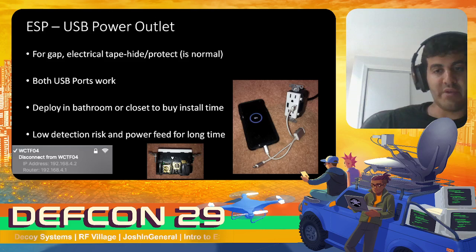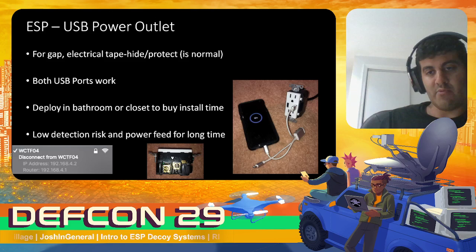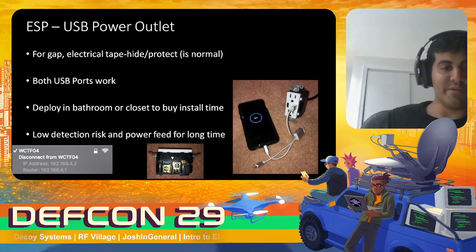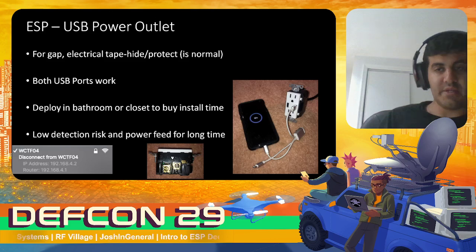The other cool thing about this is because we soldered it to the USB ports and didn't remove them, both of them still work. So you can see here it's charging my phone while it's also charging the Arduino, and it's connected to this WCTF04. The great thing about this is it's low risk of detection because it's going to be in the wall. People don't change these outlets, especially nice outlets like these, very often. And as long as the house or conference center is charging power to these outlets, you're going to have a feed for your Arduino as well.